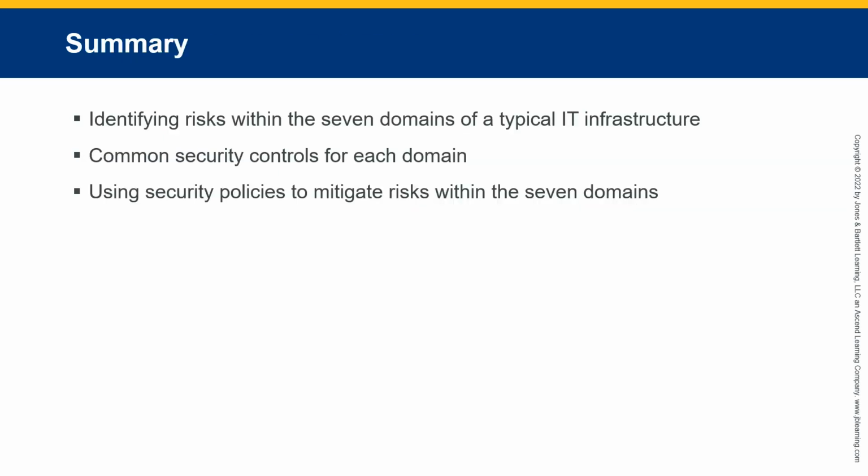In summary, identifying risk within the 7 domains of typical IT infrastructure is critical to your organizational success. Common security controls for each domain have to be in place. Using security policies to mitigate risk within the 7 domains, again, this is a crucial element of your security.